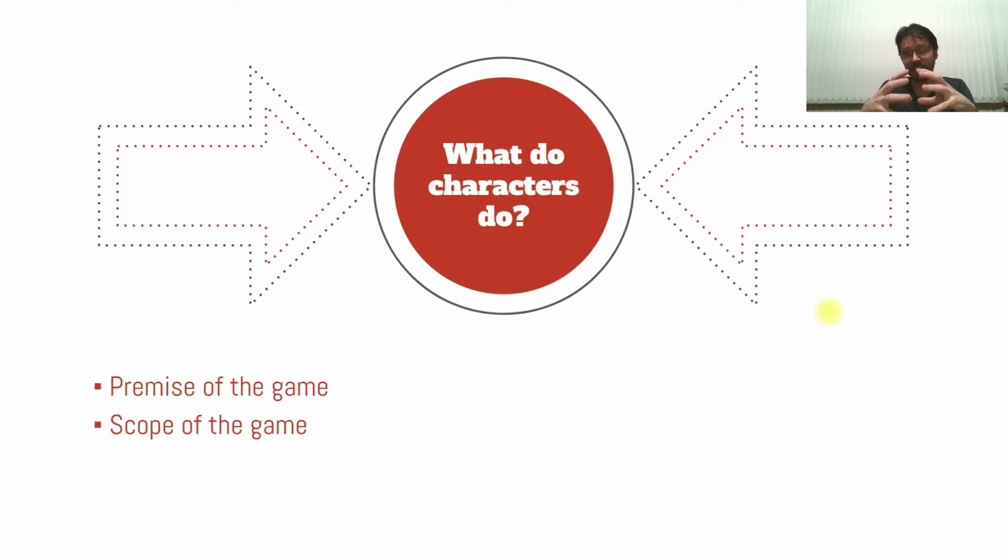So inside we have the fiction. So the first question, the central question is, what do characters do? This question helps us understand what our game is about. It helps us understand what it's about better than asking what the game is about. So when you stop to analyze what kind of actions, what kind of things the characters do, you actually have an understanding of the premise of the game and the scope of the game.